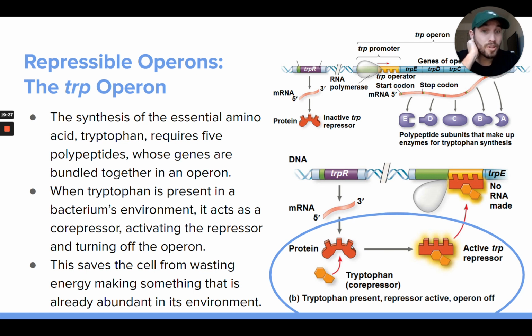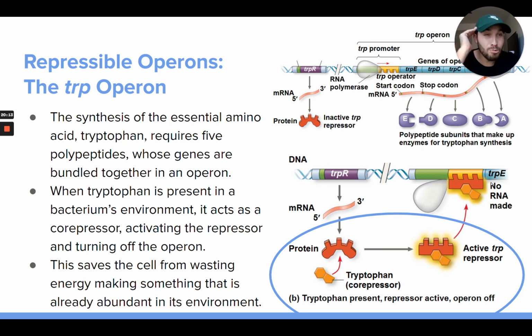A corepressor will then bind to the repressor protein and activate it, which will then allow it to do its job today, which is to bind to the operator and stop RNA polymerase from transcribing those genes. So now those genes turn off. And those genes will remain off until tryptophan is no longer abundant in the environment or inside the cell, which would be a great time for this repressor protein to go back to sleep. So if there's not a lot of tryptophan, this repressor protein should be inactive, and these genes should be on making tryptophan. But if there is a lot of tryptophan, it will bind to the repressor and activate it, causing these genes to turn off.